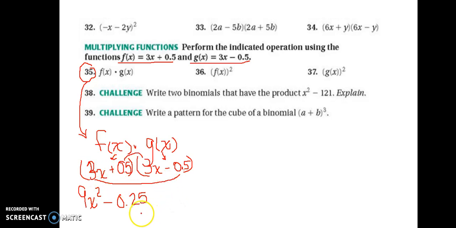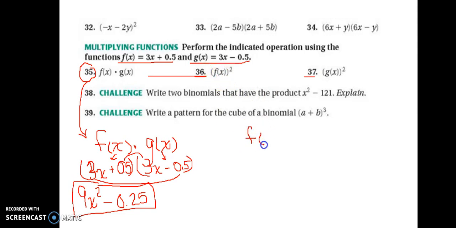So they are going to cancel out, and so you end up with a difference of squares as your answer. Now, the next two problems, 36 and 37, are kind of the same. What you're going to do is square each function. So you're going to square f of x.